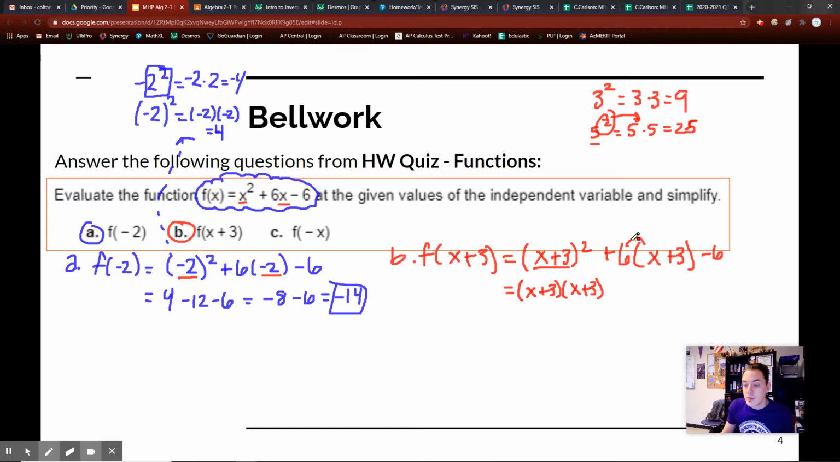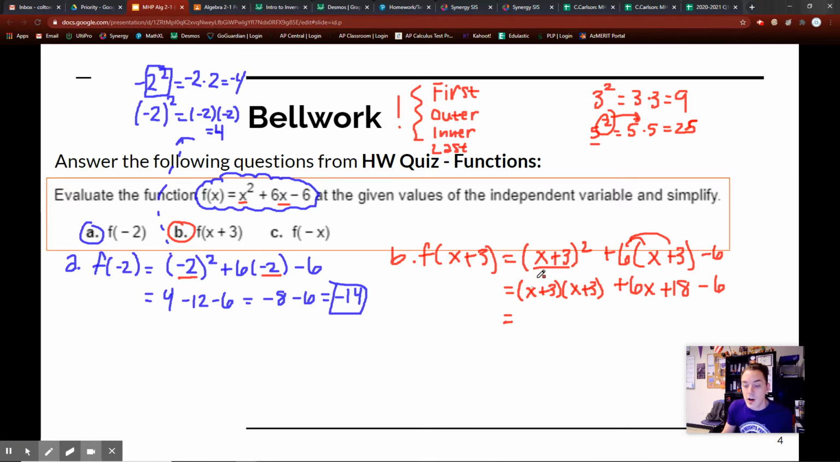And then I'm going to distribute this. So this is going to be plus 6x and then plus 18. And then minus 6 tagging on, chilling at the end. Now, what is this? This actually means FOIL. Now, FOIL, again, I'll remind you, is first, outer, inner, and then right here, last. That's what FOIL means, okay?